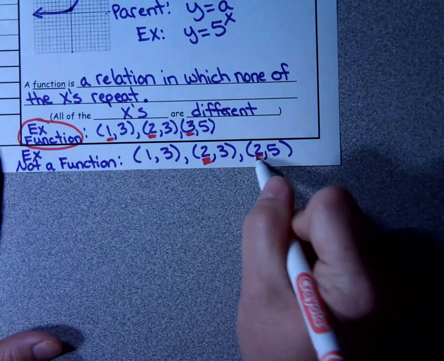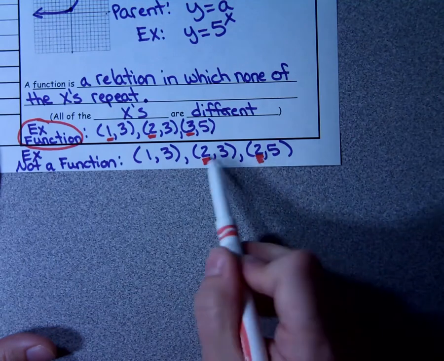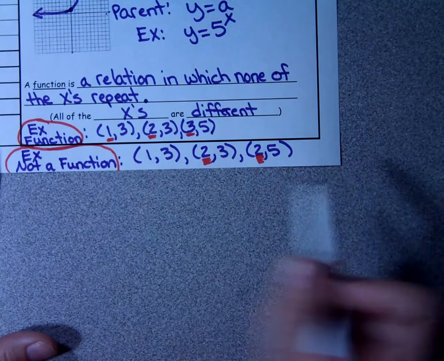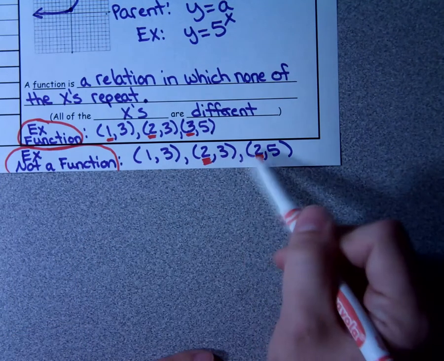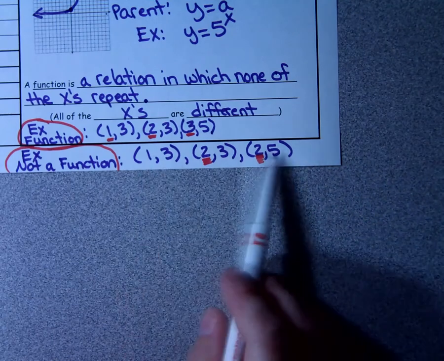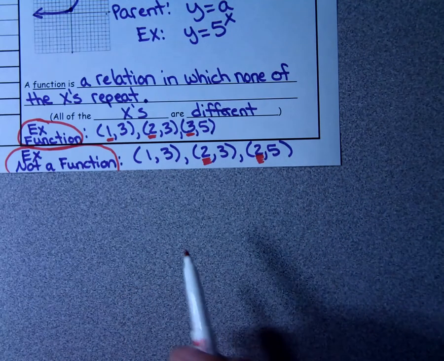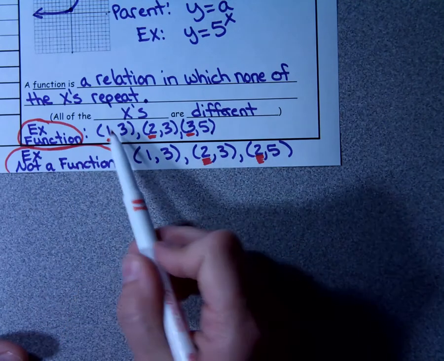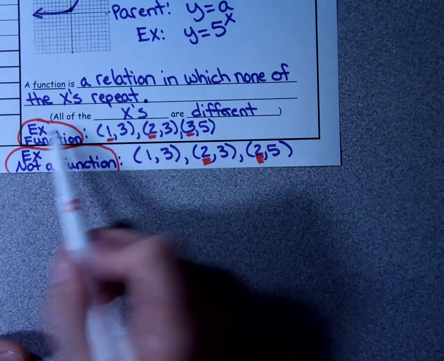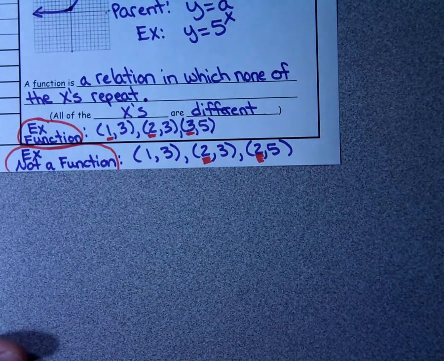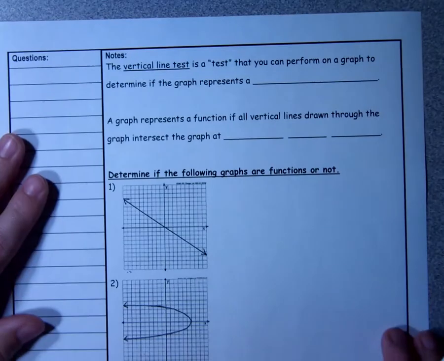And you can see the x's repeat. If the x's repeat, then that is an example of something that is not a function. Because you can't have the same meal costing different amounts of money. So basically look at the x's. If x's repeat, not a function. If the x's don't repeat, then it is a function. Okay, we have another way to figure out if something is a function or not. And that is called the vertical line test.